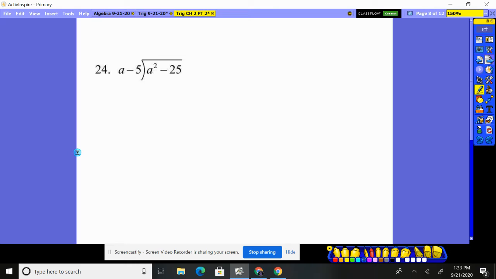Number 24. Ooh, tried to pull a trick on you. Notice you don't have any middle piece. There are no a's, zero of them. So you need to rewrite this before you try to do the problem. So I have a squared plus no a's minus 25. So now I go: a goes into a squared, a times a squared, a times the 5, minus 5a.